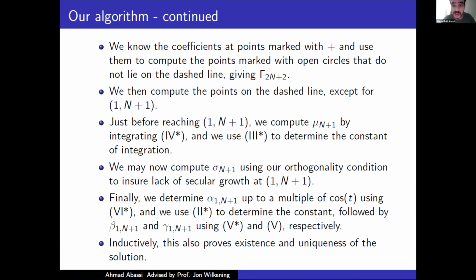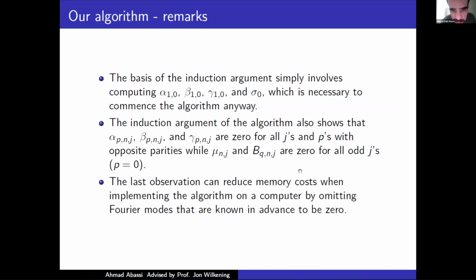And we also don't need to store the coefficients of the sinches and coshes of H, since those are just sums or differences of Bell polynomials divided by 2. And the basis of the induction argument simply involves computing. Since we know everything at 0, we don't even need to worry about it. It just involves computing alpha 1,0, beta 1,0, gamma 1,0, and sigma 0, which is needed to commence the algorithm anyway, since the algorithm commences from level nu equals 1 and goes on to the next levels.